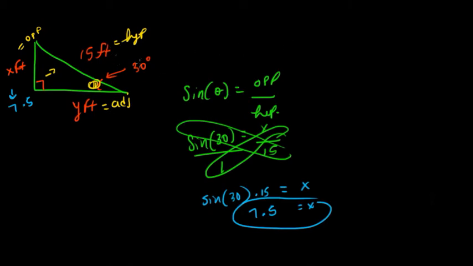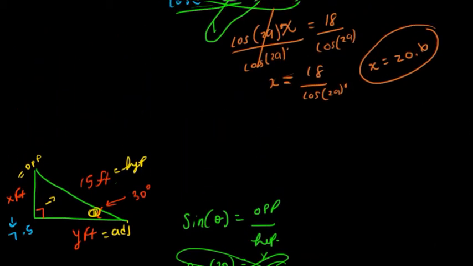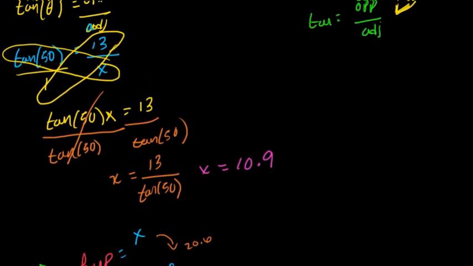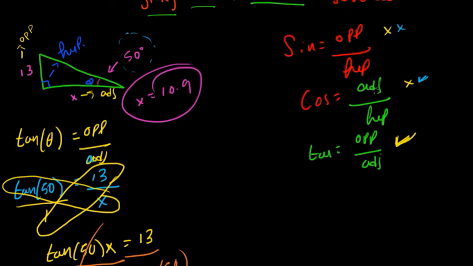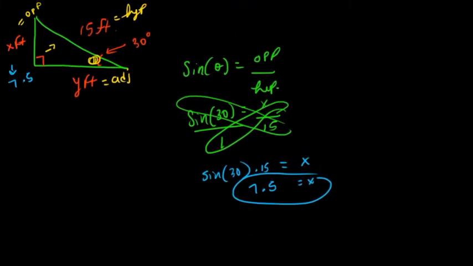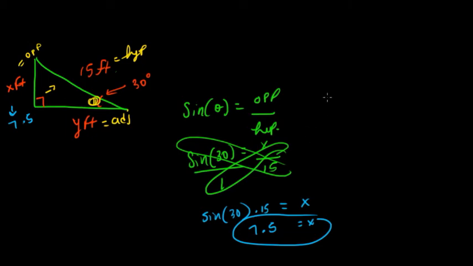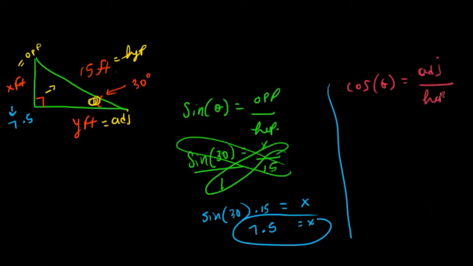So what includes the adjacent and the hypotenuse? Well, if we look back up here, we see that it's actually cosine, adjacent and hypotenuse. So let's use cosine. I'll say cosine of theta degrees is equal to the adjacent divided by the hypotenuse.